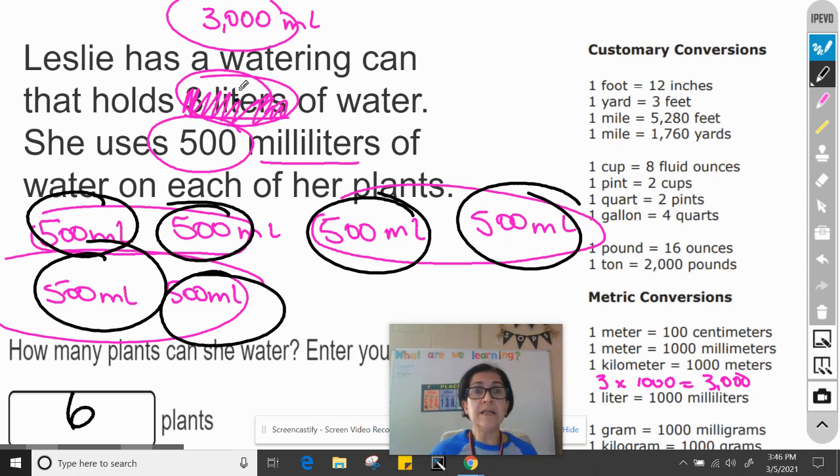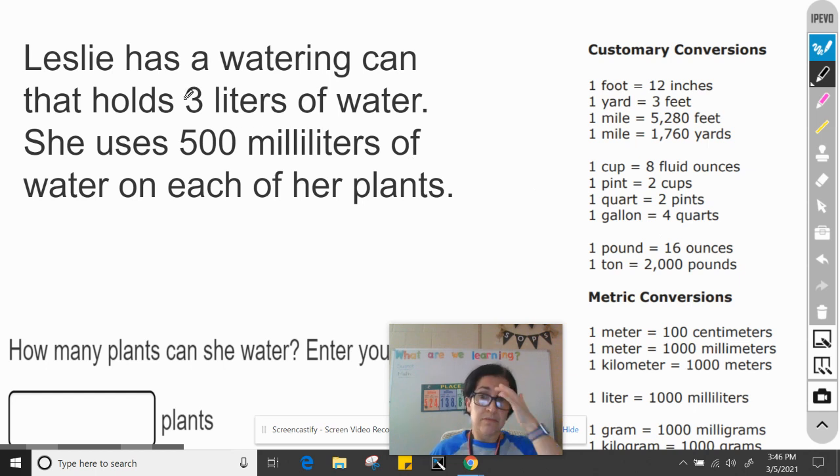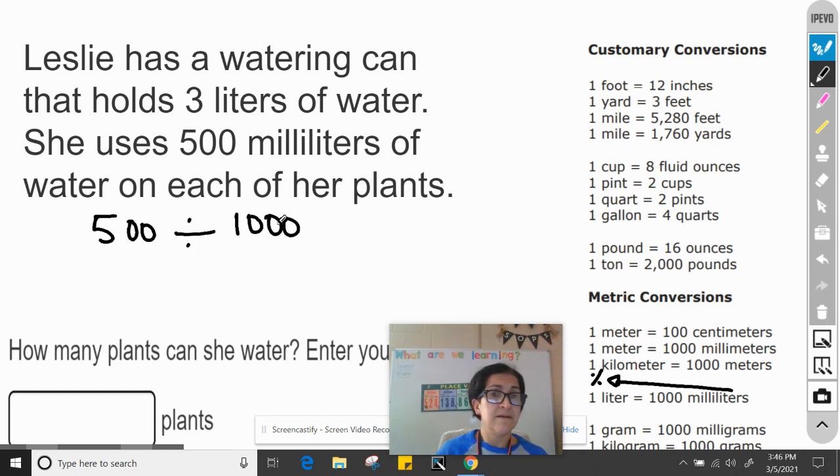You convert the liters to milliliters, which is easier than going back to 500 milliliters. Okay, much easier. And then you have to decide what you're doing. Let's say you wanted to go from milliliters to liters instead. You would divide by 1,000. So it's 500 divided by 1,000. 500 is half of 1,000, right? So 500 is not enough to give everybody one, but maybe it's enough to give everybody half.